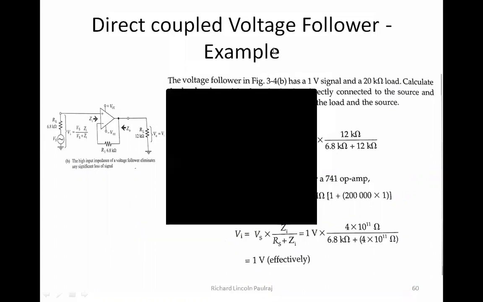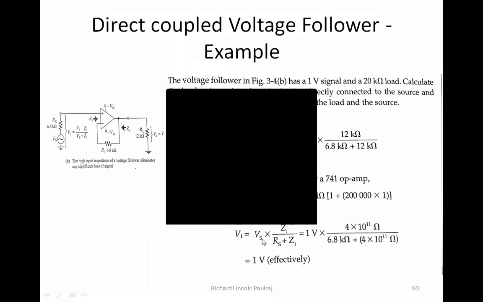We do not, right? Because it's a voltage follower. Whatever is at the input, the same thing comes across the output, right? So we have the formula Vi is equal to Vs into Zi divided by Rs plus Zi. So this is nothing but the same formula which we used here, okay?